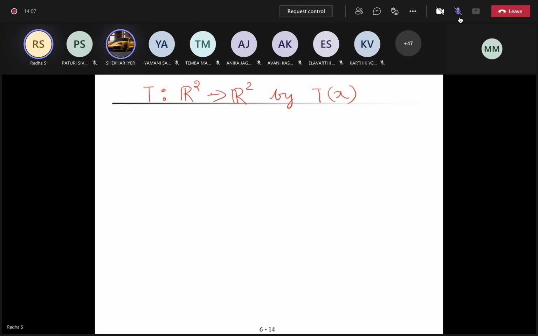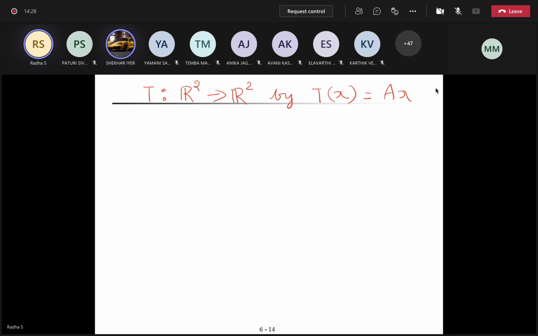R square. In a matrix, it will be a 2 by 1 vector. Either you can take it as 2 by 1 or 1 by 2, anything. It's a 2 by 1 vector. So that should be, I'm writing it as A times X. Can you guess what should be the matrix A? What type of matrix?